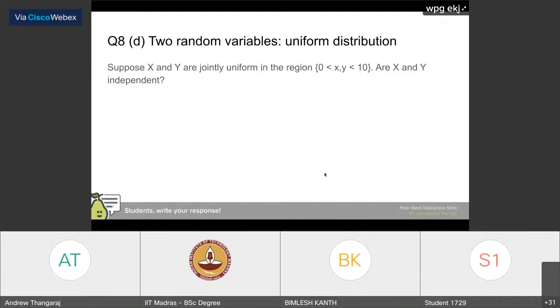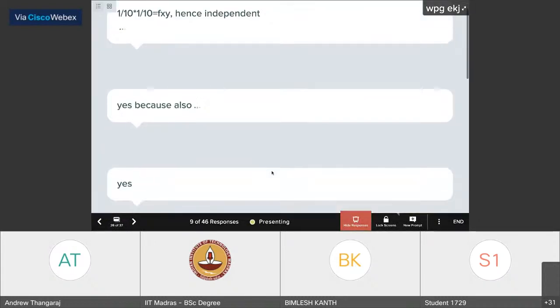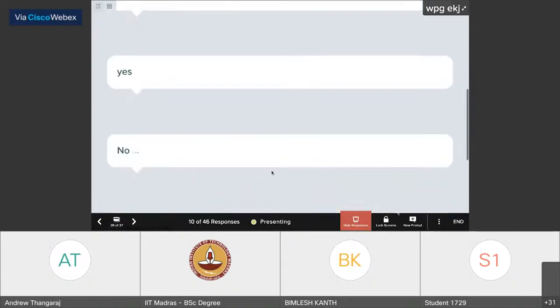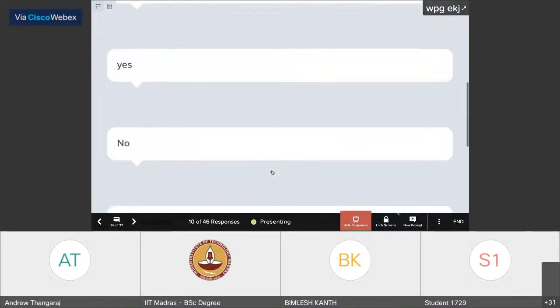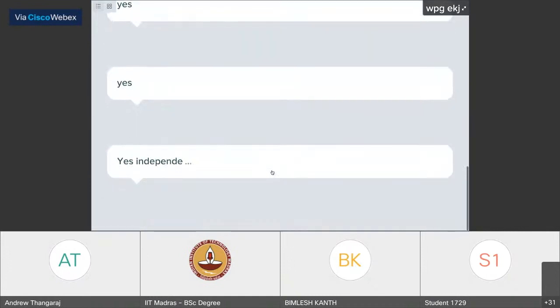So given x, do you gain any particular new information about y? It doesn't look all that much like that. Okay, let me see what people are saying. Yes, yes, yes, 1 by 10 into 1 by 10. In fact, some people know the formula. Oh, so one or two people said no. Okay.